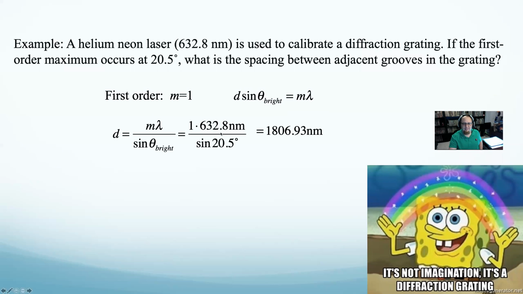Now I kind of just kept it in nanometers. I didn't bother converting my 632.8 to meters. I probably should have. But either way, you end up with 1.81 micrometers. But that's the general idea. Kind of the same as a single slit or a double slit. It's just a lot of slits.